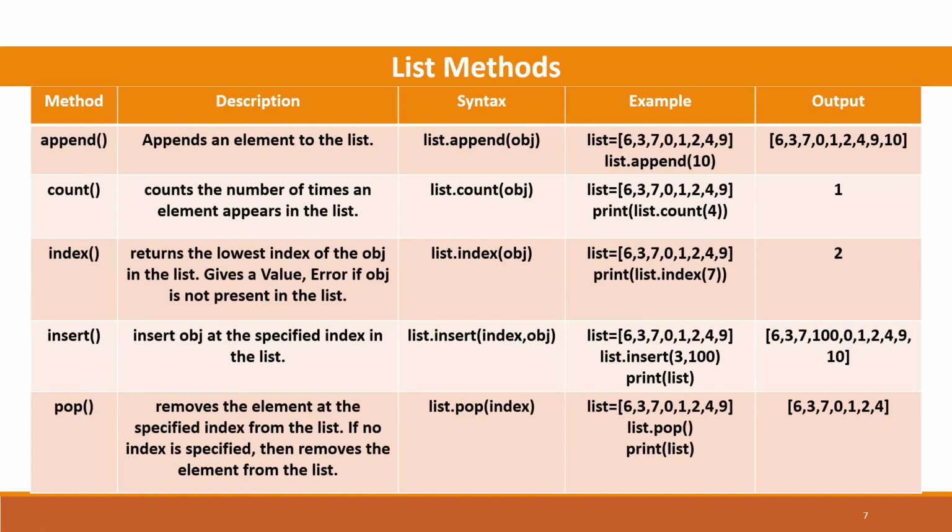Okay, list dot count, list dot index. The index function basically returns the lowest index of the object in the list. That means here, the 2. If 2 occurs many times, it will return the index of 2, that is the lowest index, and give a value. It gives an error if the object is not present in the list.